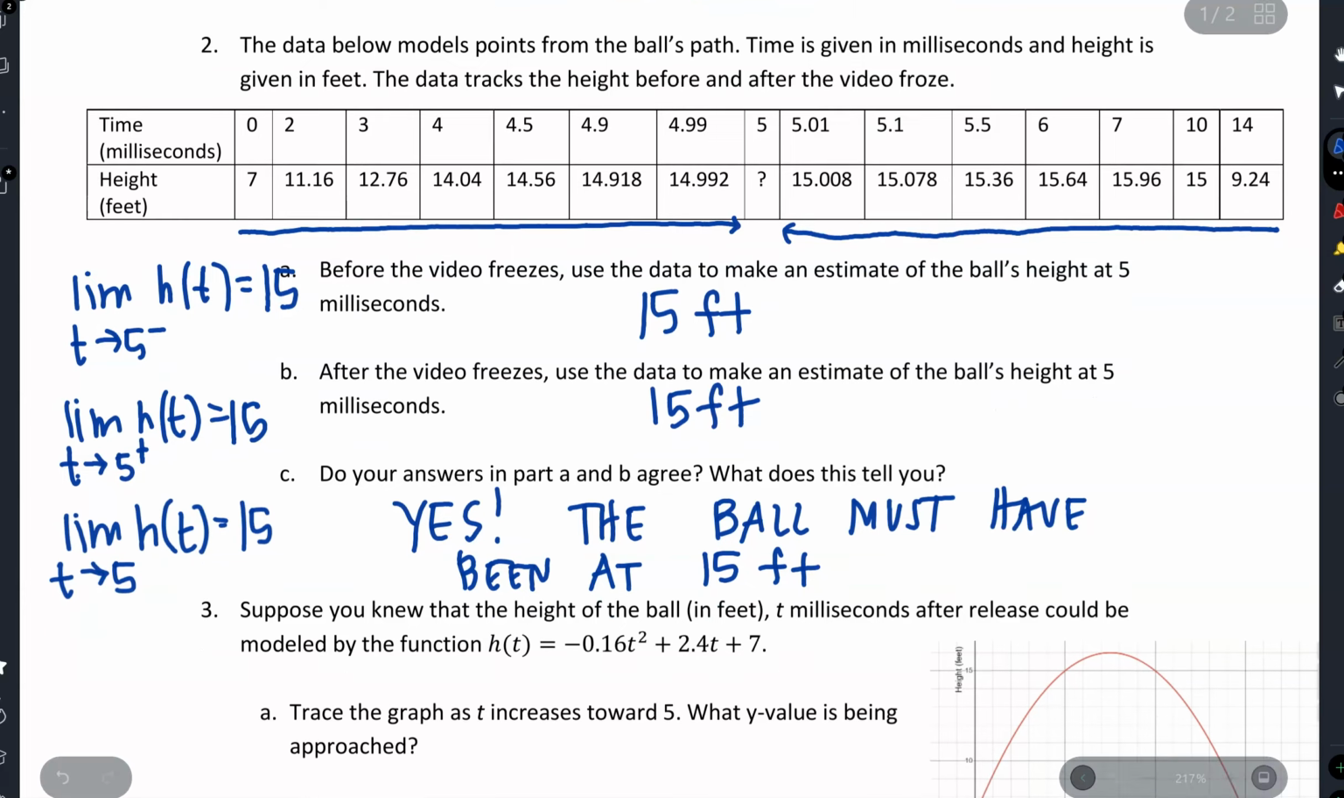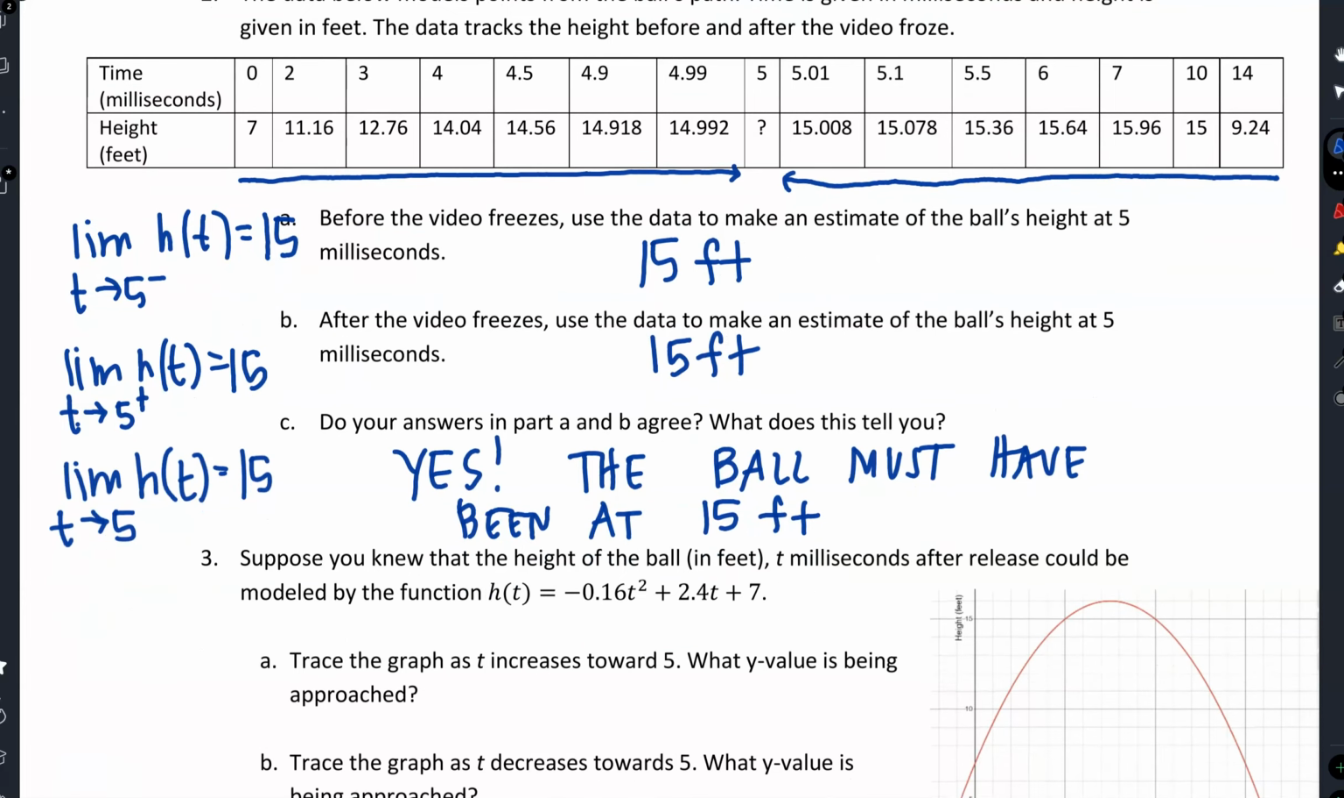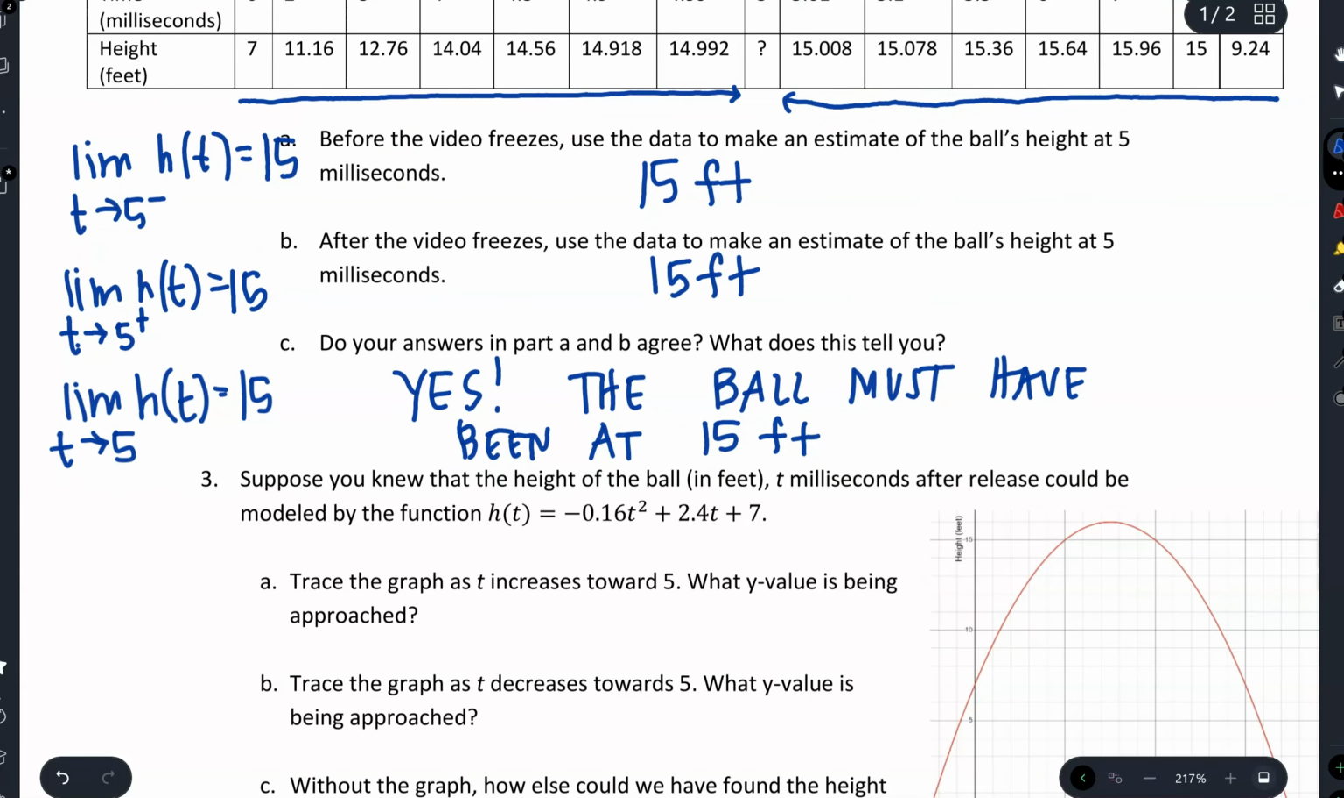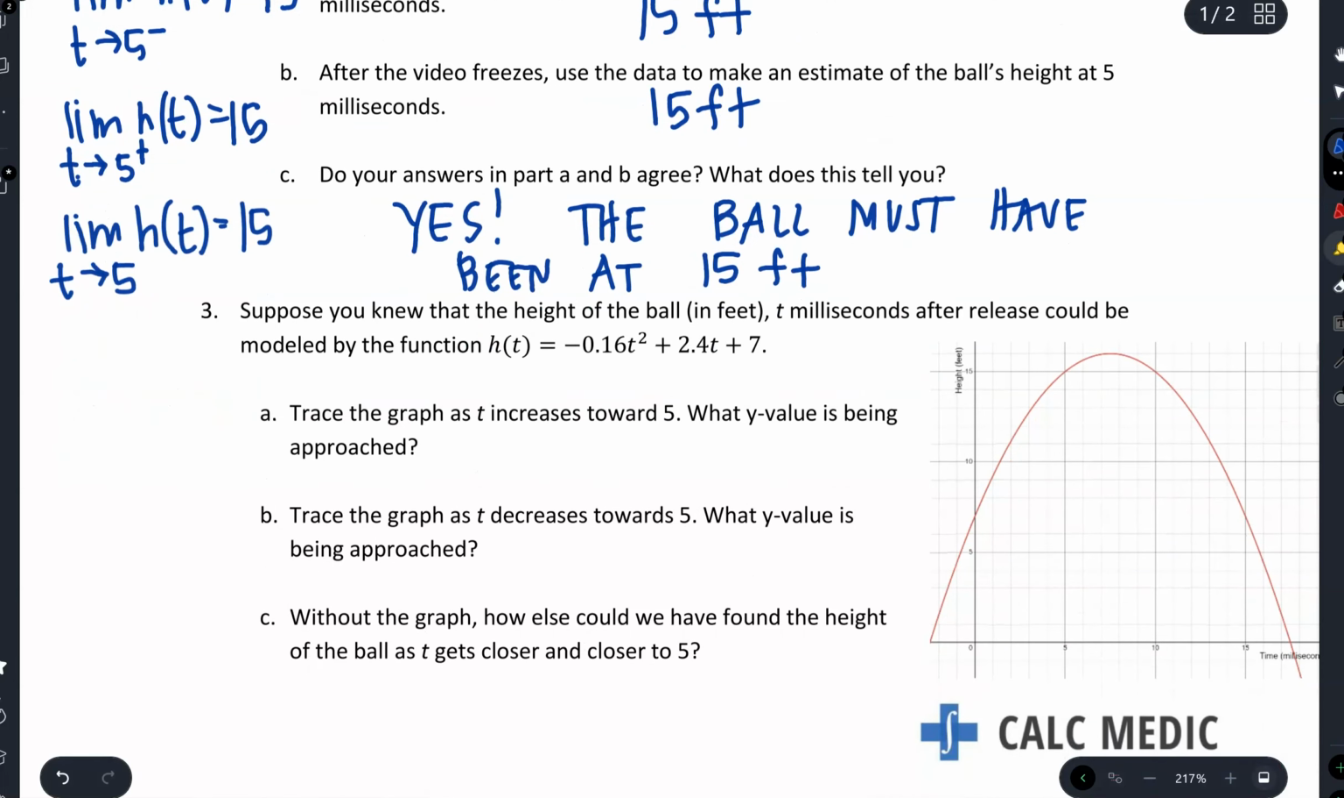Now looking at a graph, you now know the height of the ball in feet was given by this function here. Trace the graph as t increases towards 5. What y value is being approached? As I'm increasing, what am I approaching? I'm approaching 15 feet.